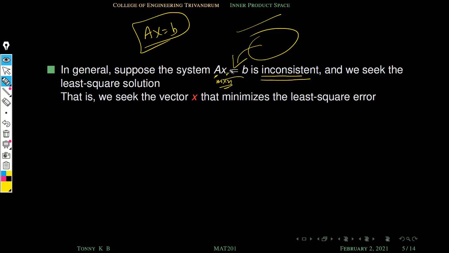Okay, so our aim is to find the best x. So best x means we seek the least square solution. That is, we seek the vector x that minimizes the least square error.